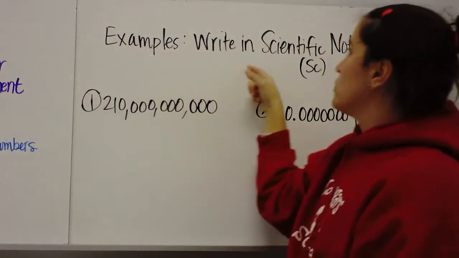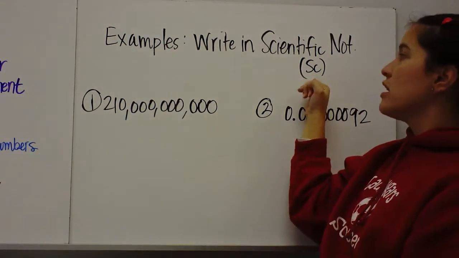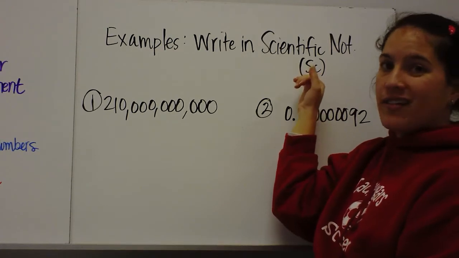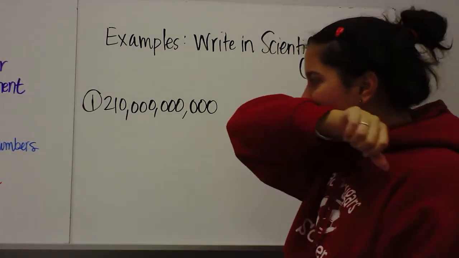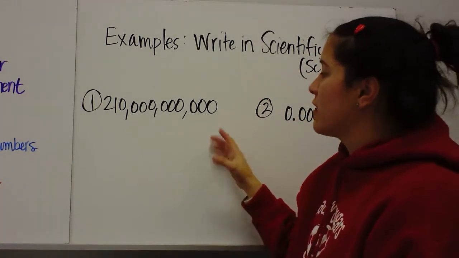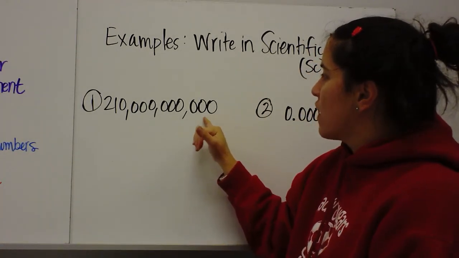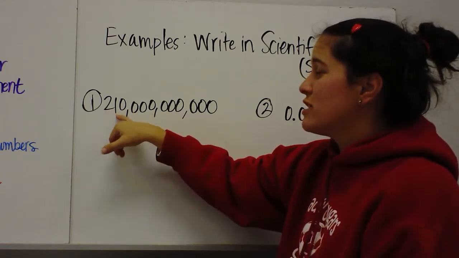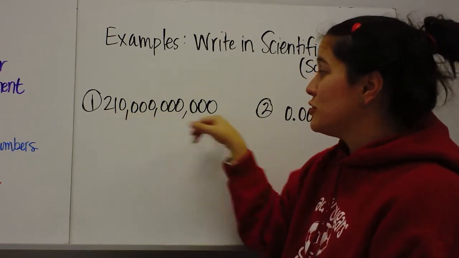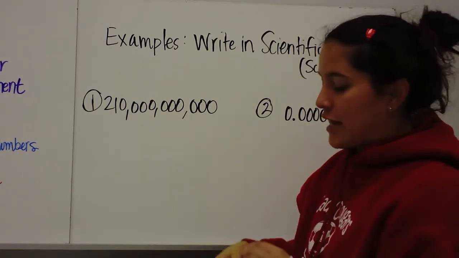All right, so some examples. Write in scientific notation. I'm going to abbreviate scientific notation as SCI for science. So I have this really big number. Hundreds, thousands, millions, so maybe billions, 210 billion, and we're going to write it in scientific notation.